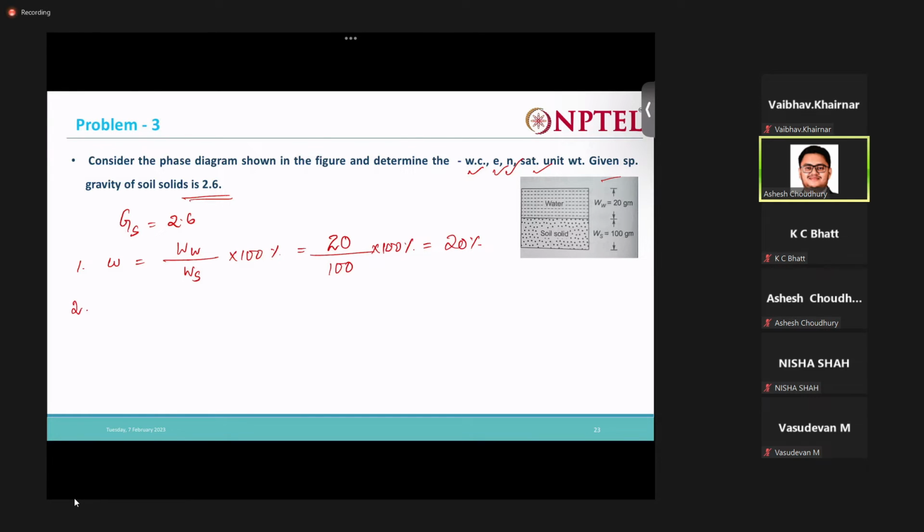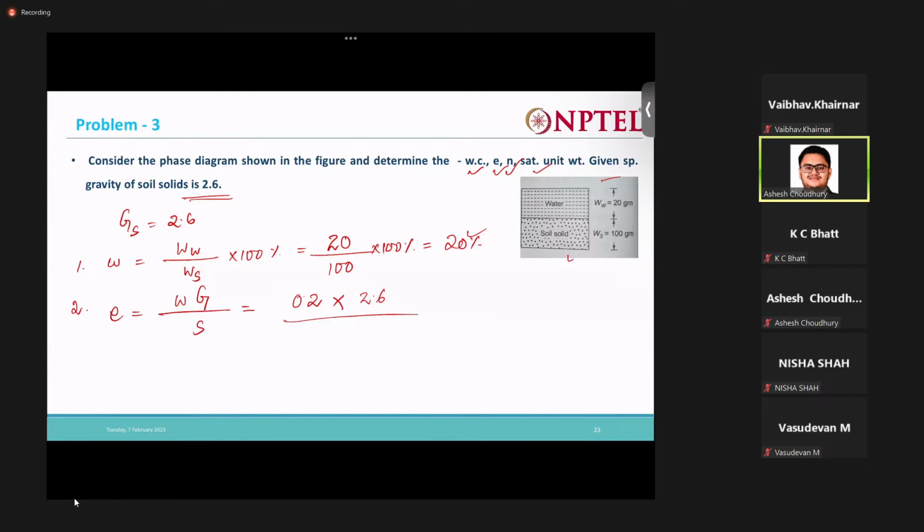Now second, we need to find out the void ratio. This is one very important relation between void ratio and saturation: e is equal to water content into G by saturation, the degree of saturation. So what is the water content? We just determined that the water content is 20%, 0.2. Also we have the specific gravity, which is 2.6, and then the saturation.